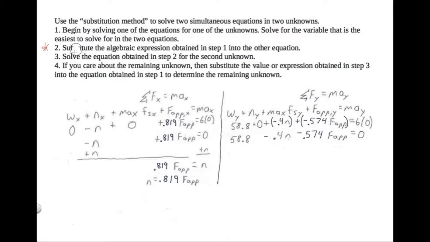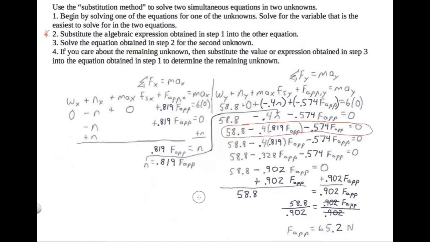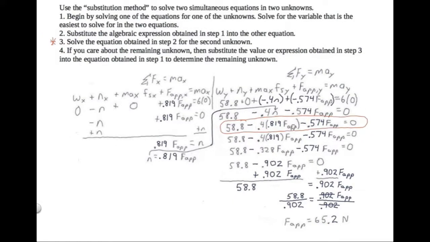Now, step 2, we should take this result for n and we should substitute it in for n in our other equation. That's why this is called the substitution method. So you can see now that I've taken this result for n and I've substituted it here into the Newton's second law y equation. Now, because of this substitution, the Newton's second law y equation has only one unknown, f sub applied. So clearly we can now solve this equation for f sub applied, and that's our step 3.